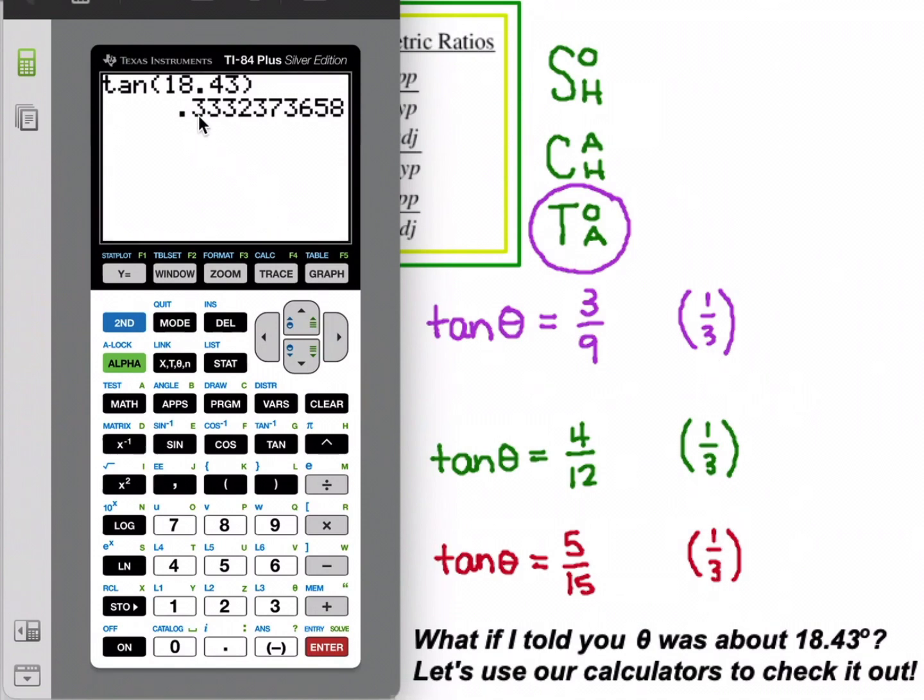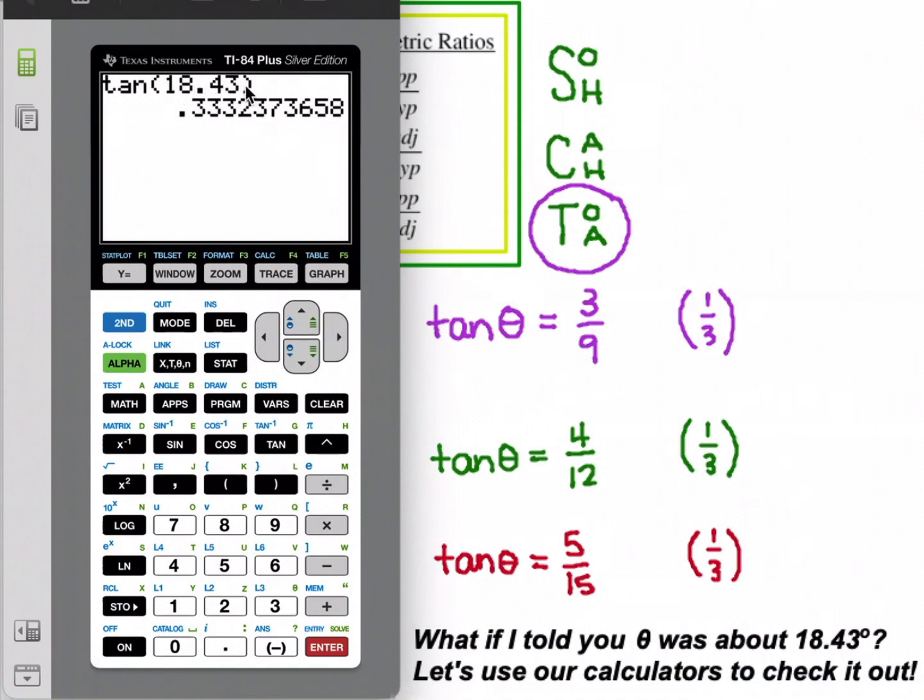It's 0.3 repeating. So I get 0.3, 3, 3, and really they should all be 3s, but that's a rounded value. I want you to try this on your calculator right now. On some calculators, you have to type in the 18.43 and then push the tangent button, but we should all be getting 0.333. If anybody's getting a negative number instead of 0.333, I think I know the problem.